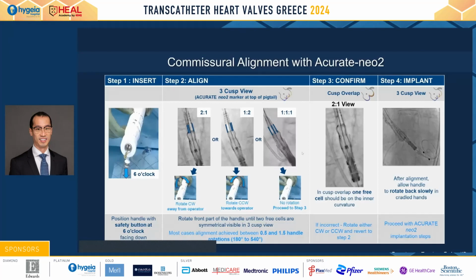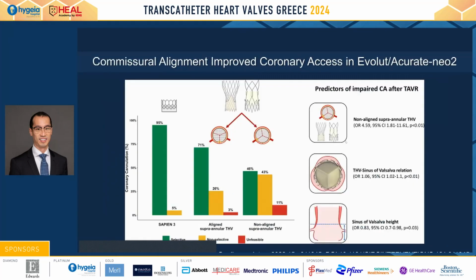With the Accurate Neo2, it's a bit more complex. You start with the flush port at 6 o'clock, and in a 3-cusp view, you see where your projections are on your 3 paddles. And if you see that the 3 panels are not aligned, you might need to go to the cusp overlap view and make sure that one of the tabs is facing the right side of the screen, like what we described in Evolut. If not, then you should try to rotate clockwise or counterclockwise to achieve that.